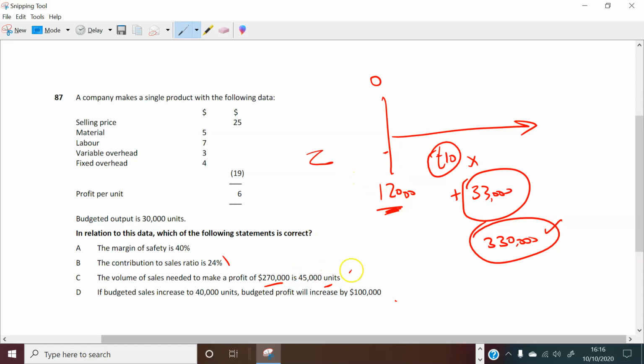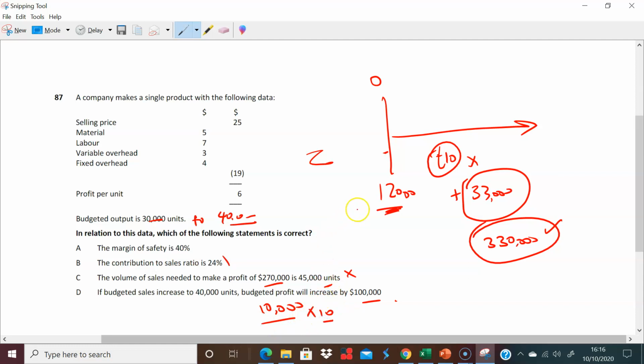So the answer is this is wrong as well, because you're really making 330,000. This is the interesting one, isn't it? It says that if you increase your budget from 30,000 to 40,000, so if you sell an extra 10,000 units, well, you're all making this a contribution. Everything post 12,000 units is pure contribution, becoming profit, and that is equal to 100,000. So this is the correct answer here.